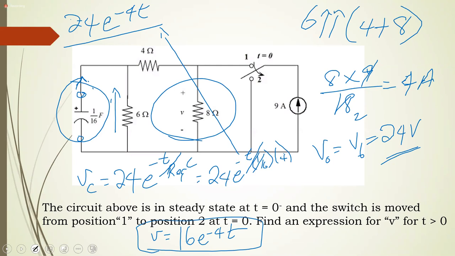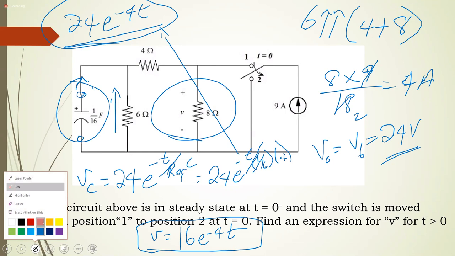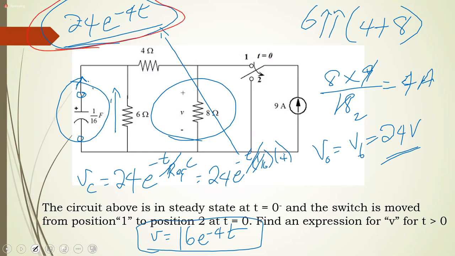Sir, what you said a while ago when you take out the capacitor or if you choose the other source, what exactly is it? So how would you find V? And someone said use voltage divider. So I said use voltage divider. So you're dividing this between these two. And when you do that, the voltage across the 8 ohm, which is V, is 16 e to the minus 4t.